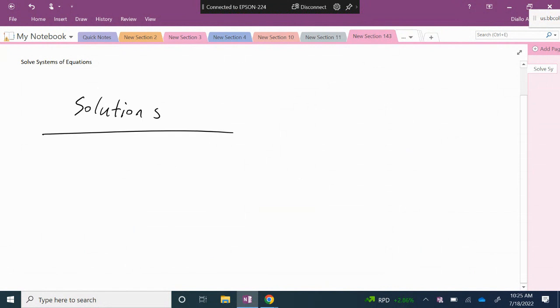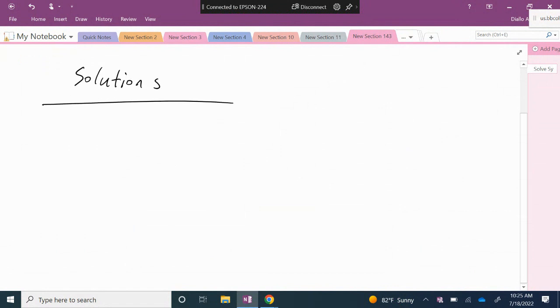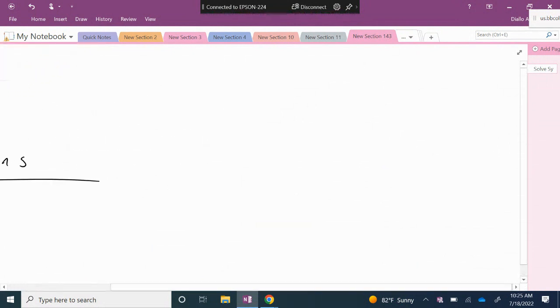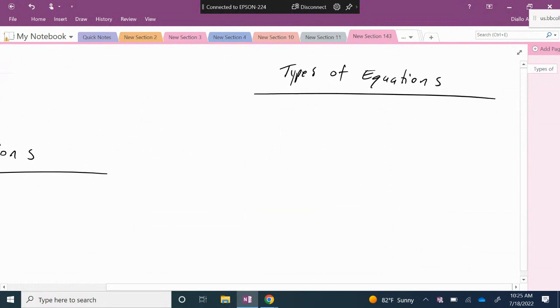In a system of linear equations, we'll have one of three solutions. All right, so just keep in mind that for these systems, we're working with these types of equations, just to make sure we're all on the same page. So if we look at this first, and these are linear equations.